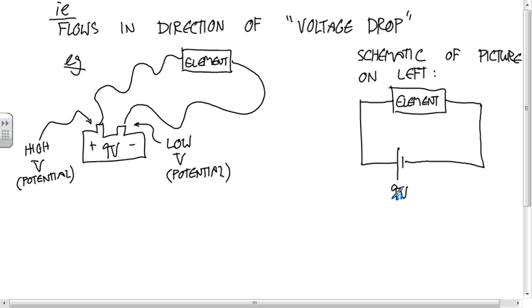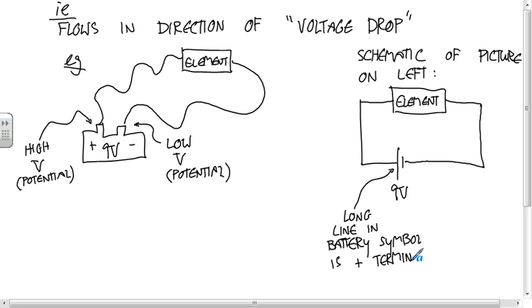And in the battery symbol, the long line is the positive side, the positive terminal, and the short line is the negative terminal.